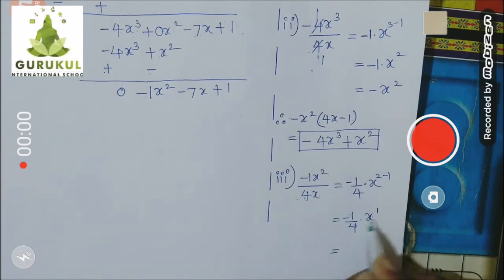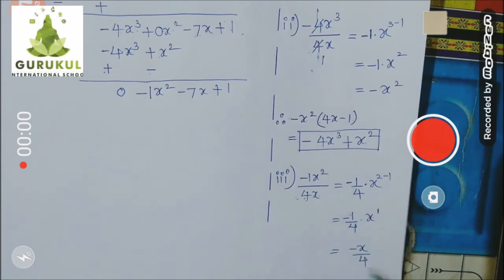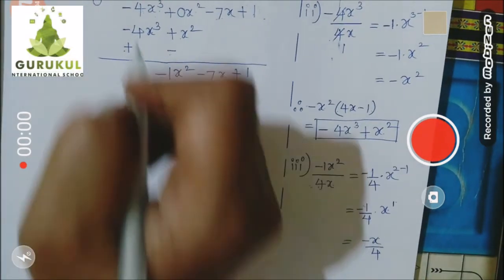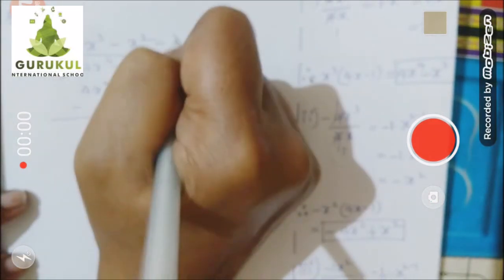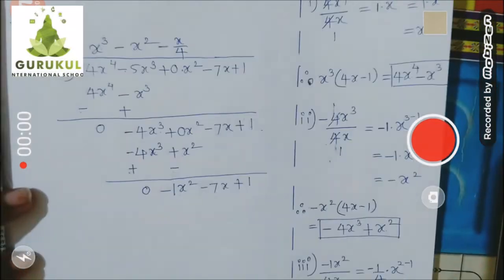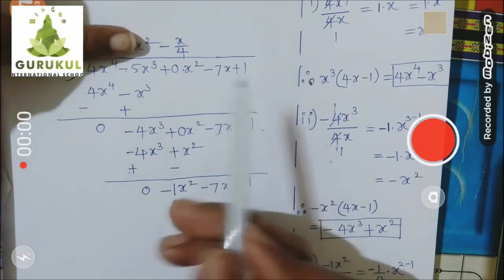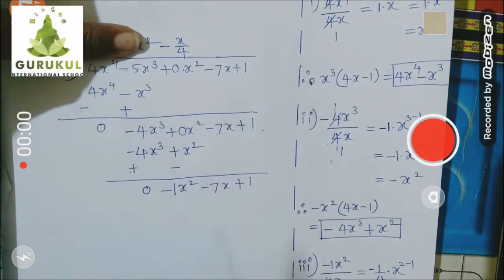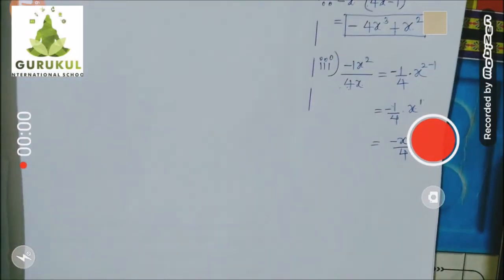So I can multiply. So minus 1 into x raised to 1, minus x upon 4. No need to write raised to 1 because x raised to 1 means only x. So minus 1 into x, minus x divided by 4. Now this becomes the quotient. Write it down over here. Understood? And then you know very well, multiply minus x raised to 4 with this and write down the product. So I will write over here.